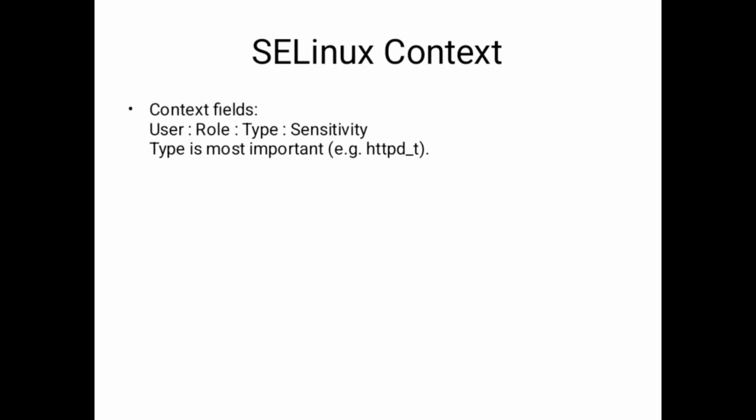SE Linux context. SE Linux context provides the security label for files, directories and ports. There are four fields in a context: user, role, type, and sensitivity. Type is the most important.